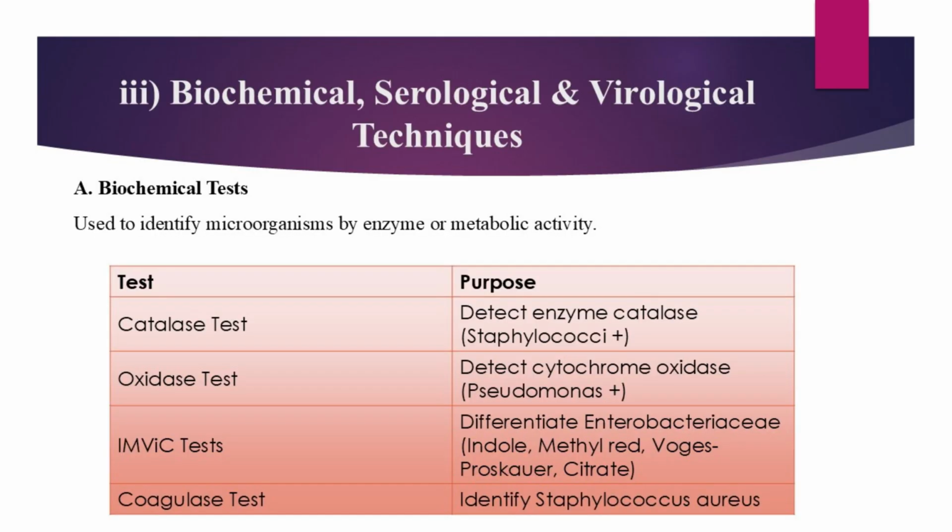Section 3. Biochemical, serological, and virological techniques. A. Biochemical tests. These are used to identify microorganisms by enzyme or metabolic activity. The catalase test detects the enzyme catalase, such as in Staphylococci, which is positive. The oxidase test detects cytochrome oxidase, such as in Pseudomonas, which is also positive. The IMViC tests differentiate Enterobacteriaceae, covering indole, methyl red, Voges-Proskauer, and citrate. Finally, the coagulase test is used to identify Staphylococcus aureus.